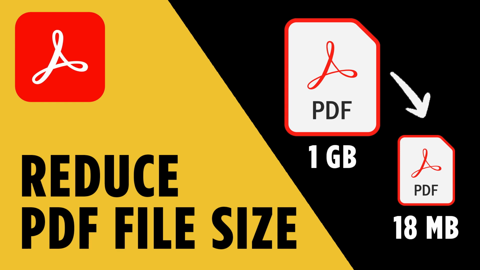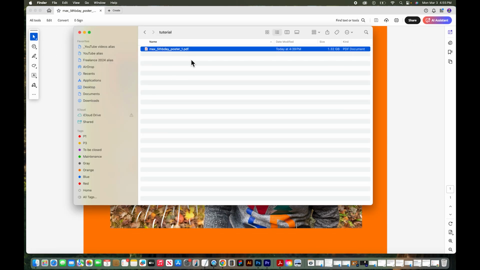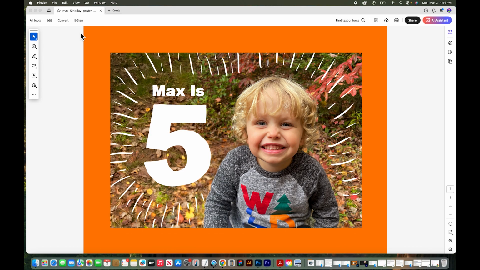In this tutorial, I'll show you how to reduce or compress a PDF file size in Adobe Acrobat on a Mac. So I have a PDF file open in Adobe Acrobat on my Mac computer, and let's go look at the file size of this. I opened my Finder window, and this poster is currently 1.32 gigabytes, so it's a huge file. So let me show you the best way to reduce the size of this PDF.